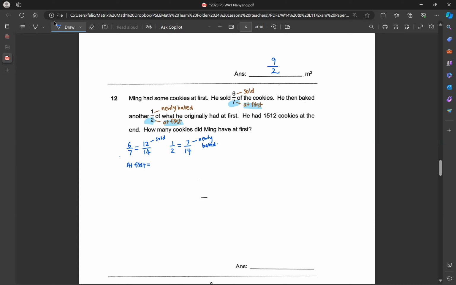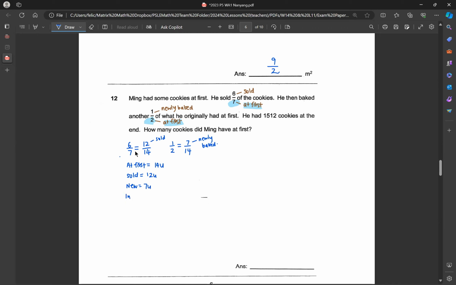So at first, he started off with how many units? The denominator will tell you so. So the new denominator, 14U, will be the at first. Now after that, what did he do? He sold something, right? So he sold 12 units of cookies. You cannot use 6 really, must use the new fraction here. Then the newly baked is how many? Newly baked is 7U.